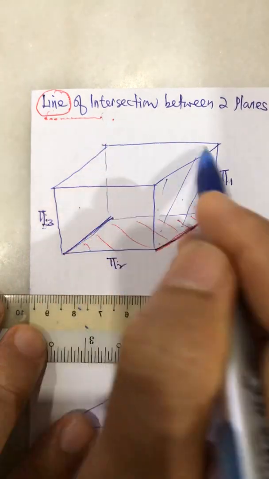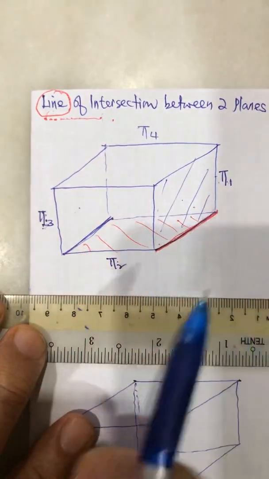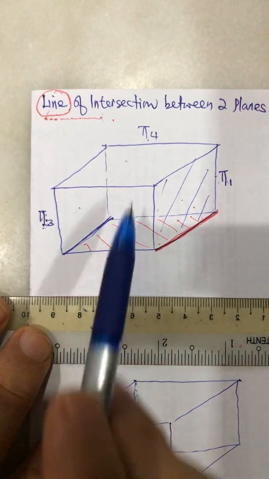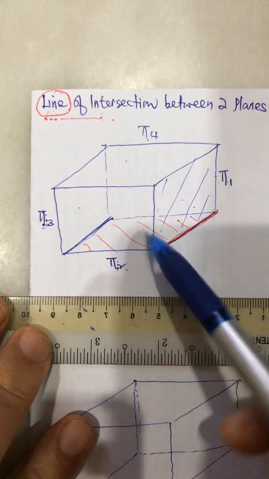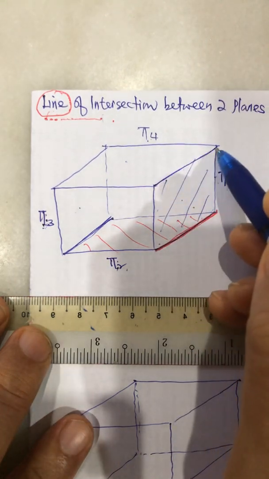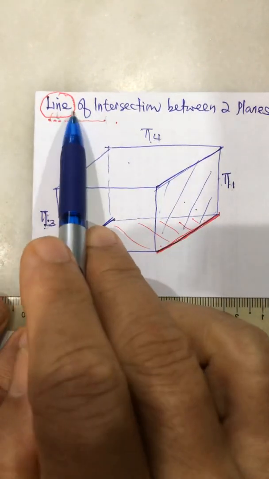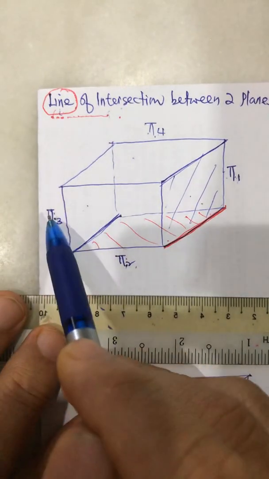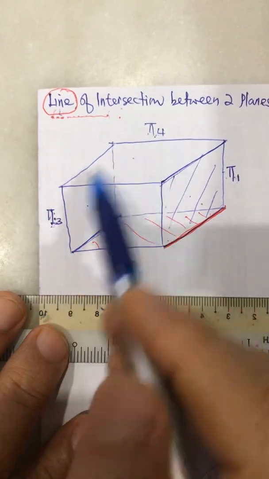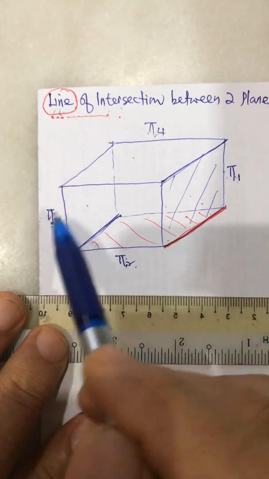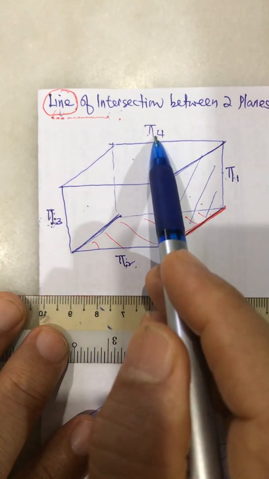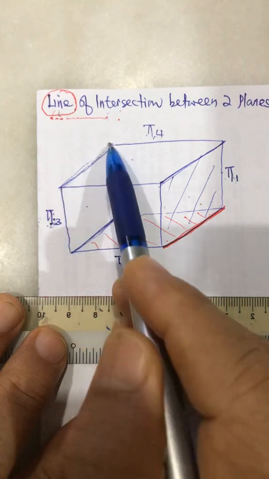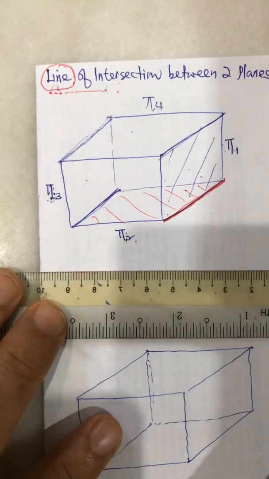Let's say this top one we call pi 4. Pi 4 and pi 3 will not intersect because they are parallel, but pi 4 and pi 1 will intersect here. This is where they intersect. It's a line, the line of intersection between pi 1 and pi 4. Pi 3 and pi 4 are not parallel, so they will intersect. This is where they intersect. It's also a line, the line of intersection between two planes.